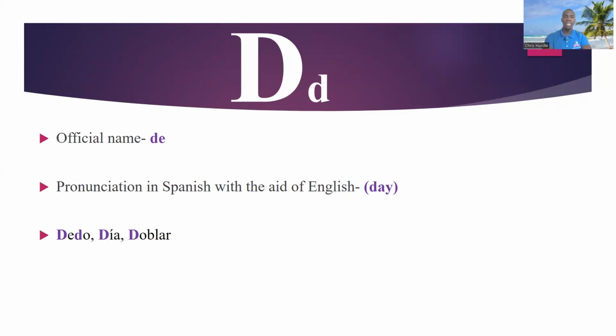De. Dedo, dia, doblar. Dedo, you see you have two D's. Of course, both D's are pronounced the same. Dedo, finger, dia, day, and doblar, to turn. Now you see dia has a tilde on the I, right? But that just means that that sound has to be stressed. So D is de.